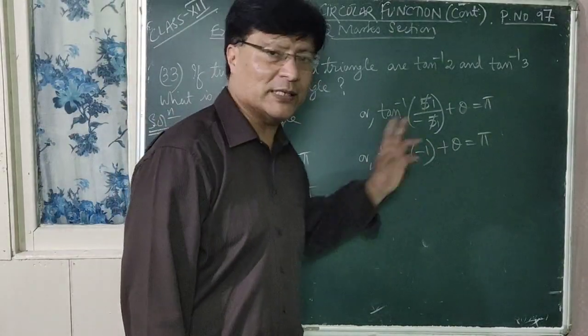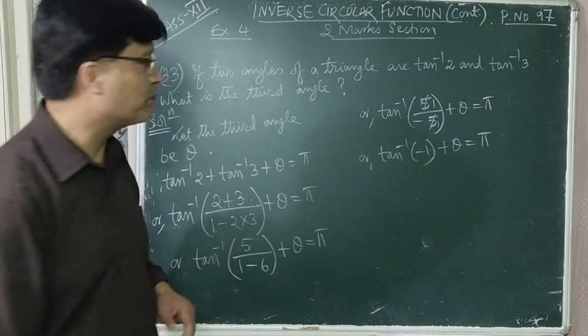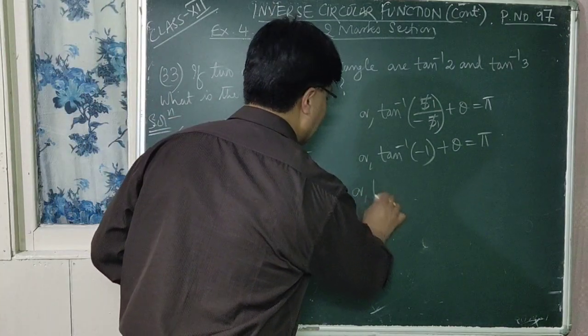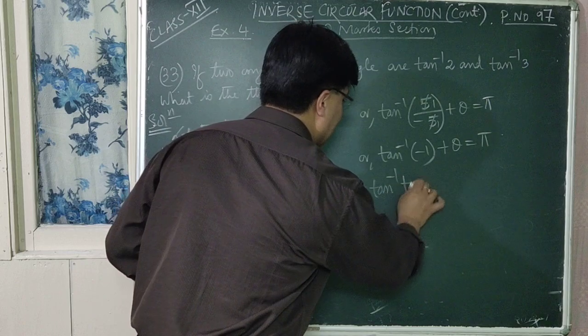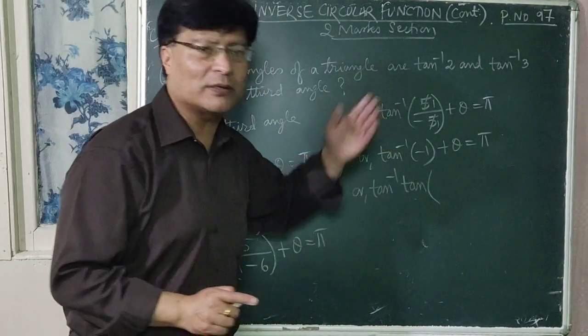So here -1 is there. So find out the angle in the second quadrant. Is that clear? So let us find it. Tan inverse, tan of which angle? Now tan of which angle in the second quadrant is -1?